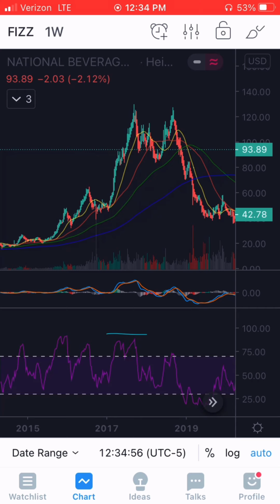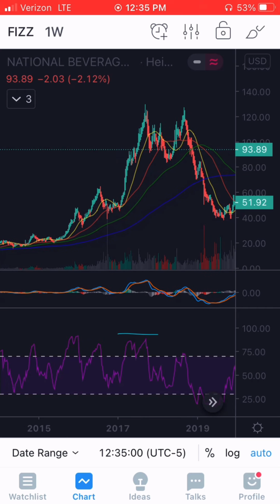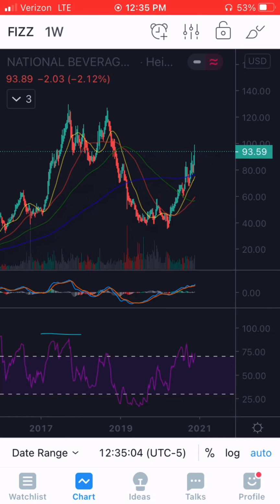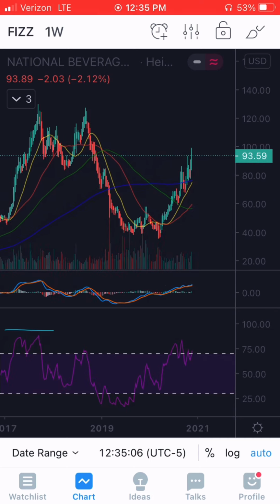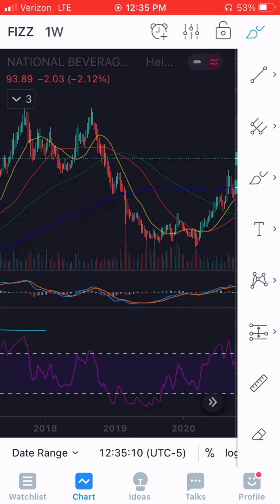Now, obviously, as you see, after we crashed, we also created a nice rounding bottom. And we created a bullish divergence on the W that we created there.